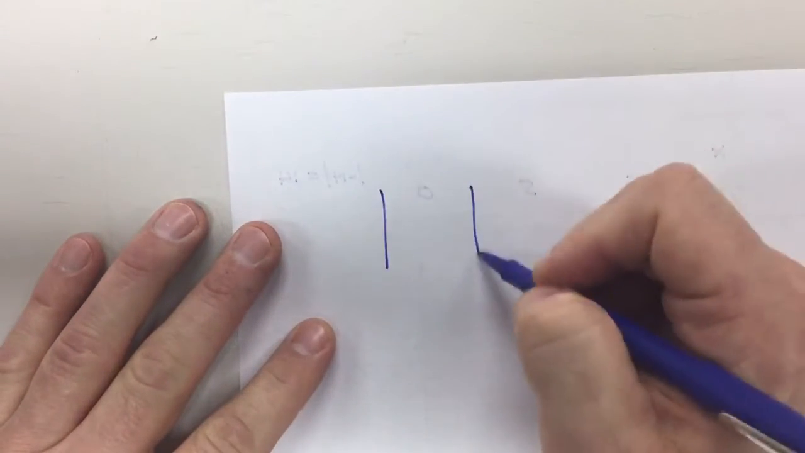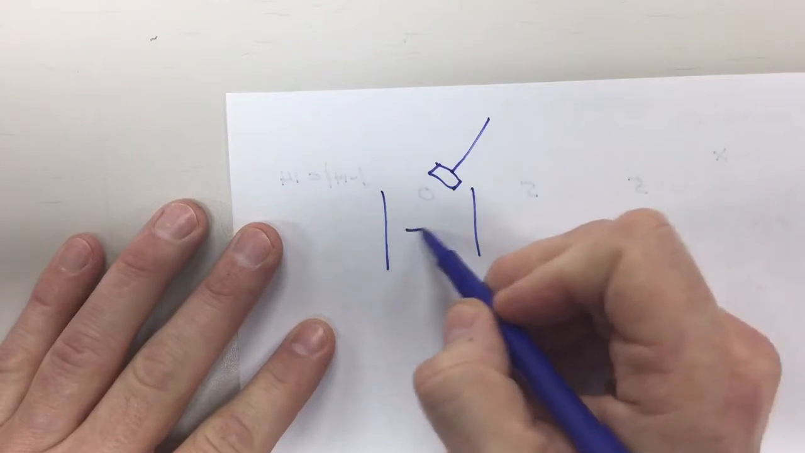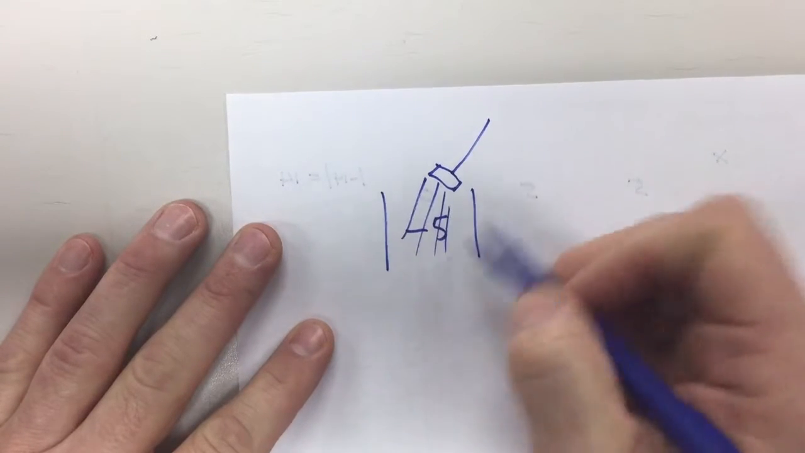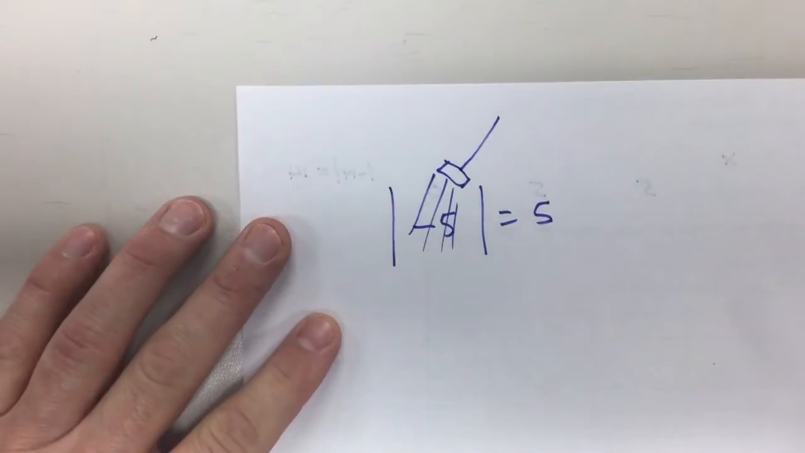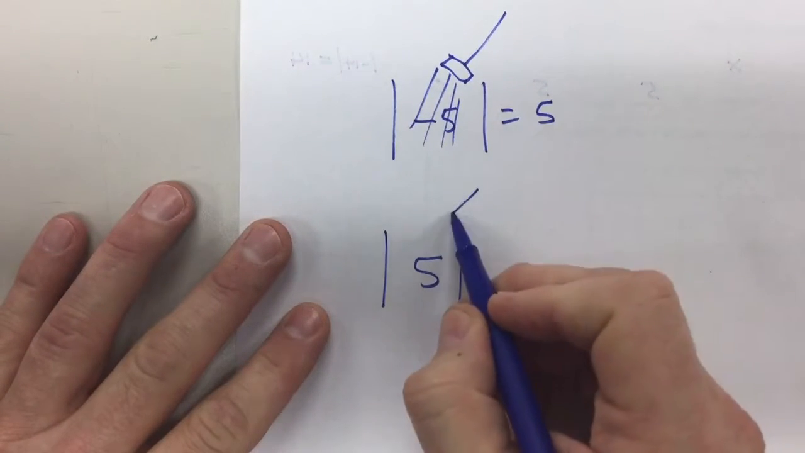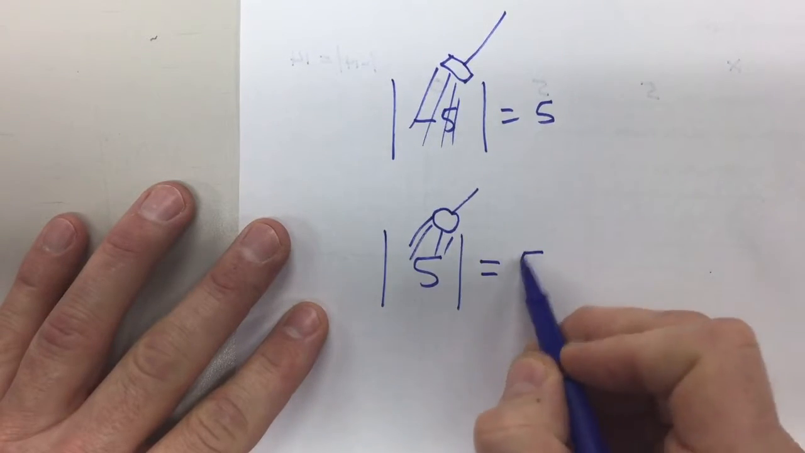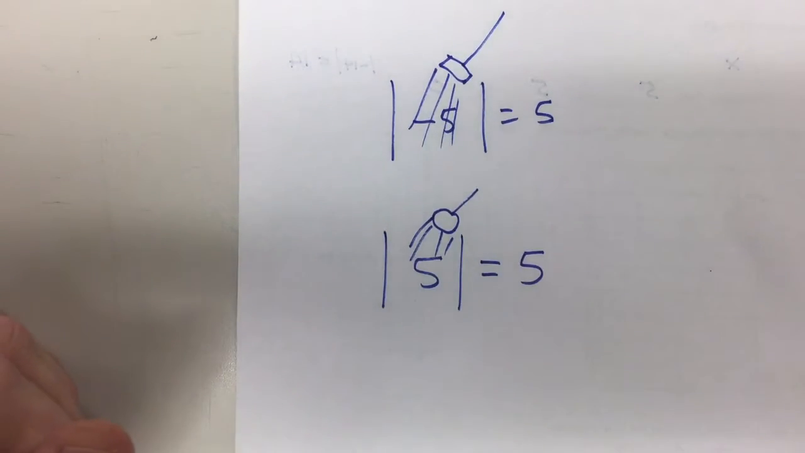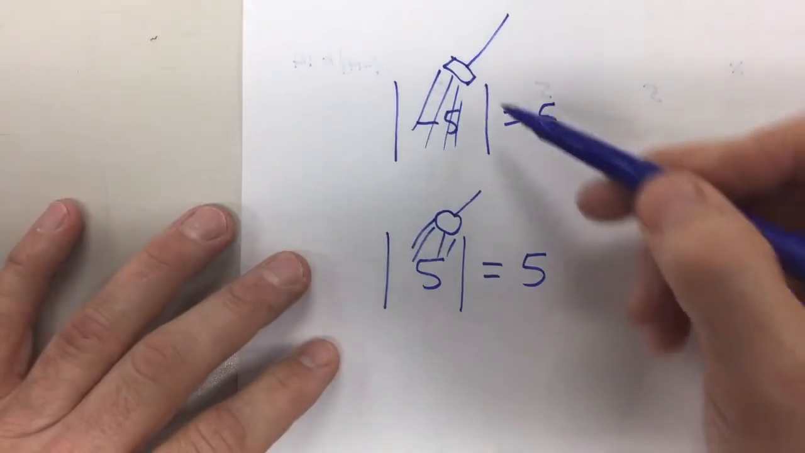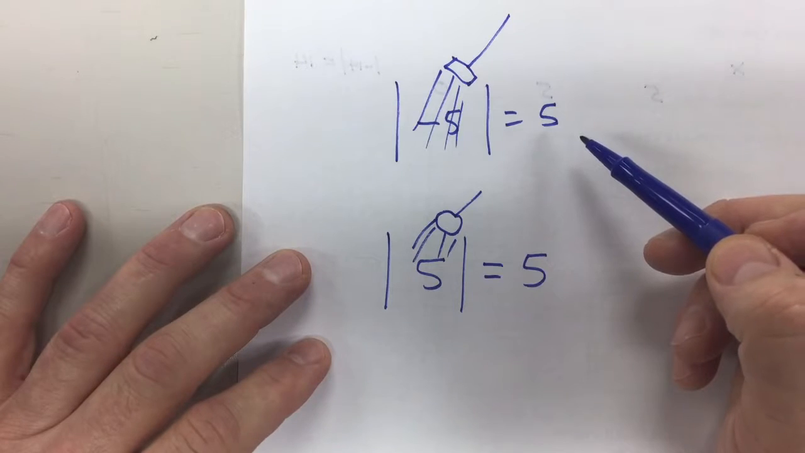You can think of the absolute value as kind of like a shower. Anything that's inside here comes out clean or positive. And if you take a shower and you're positive to begin with, you're still positive at the end. So anything inside these two lines ends up being positive.